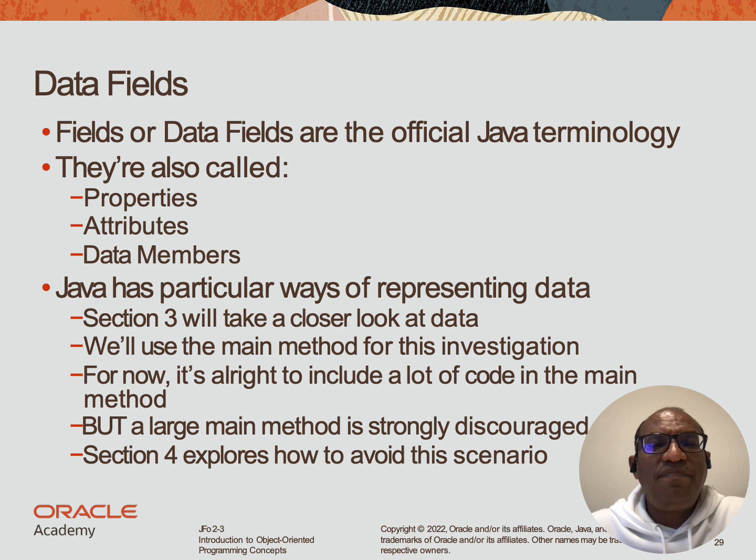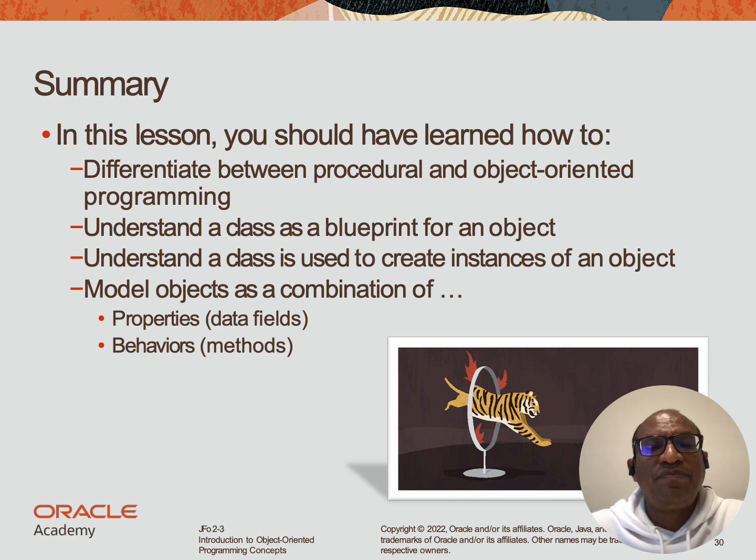In Java, we use the term fields for data properties. These are also known as attributes or data members. Section 3 will explore data even further. To summarize, object-oriented programming allows us to model the world with classes and objects. Each object has properties and behaviors, and they interact in flexible ways.